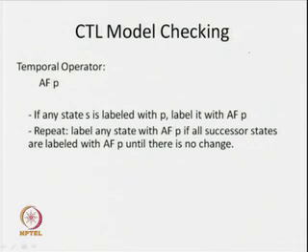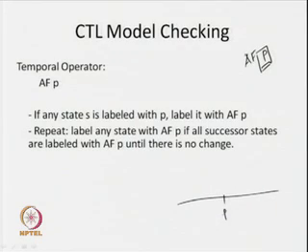Now, if we are going to look for AFP, then P is a subformula, so we must have the label of P. So we are saying that if any state S is labeled with P, then label it with AFP. Why can we do this? We have already defined the semantics, and in our semantics we have seen that future behavior includes the present scenario also. So if you look at the timeline, say this is my present, these are my future directions, and that is my past.